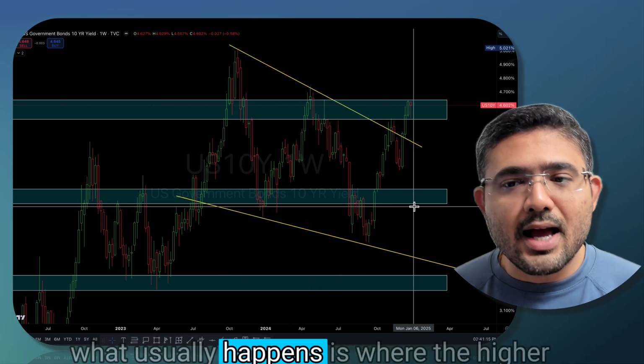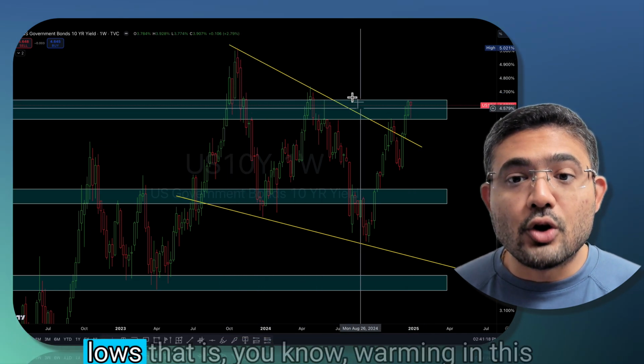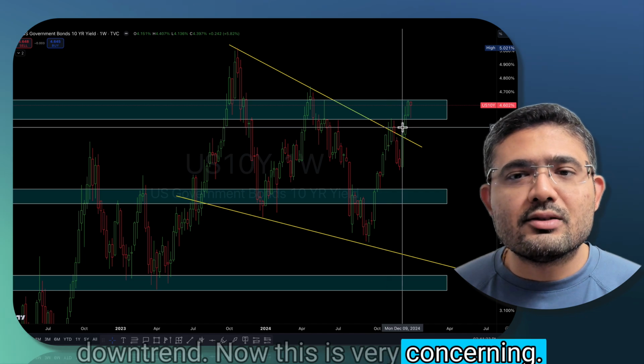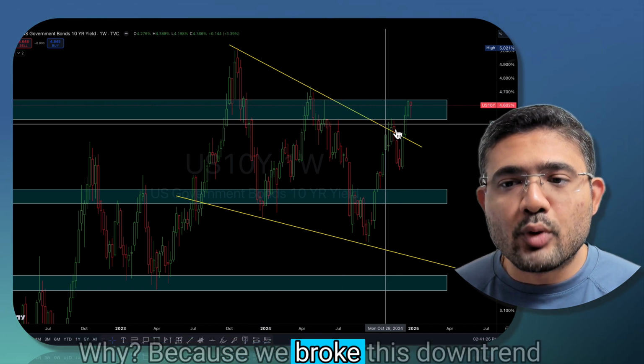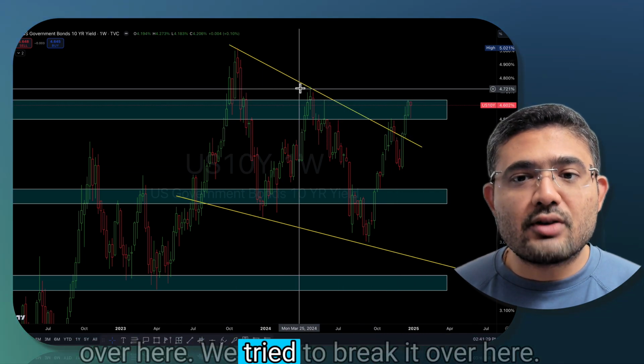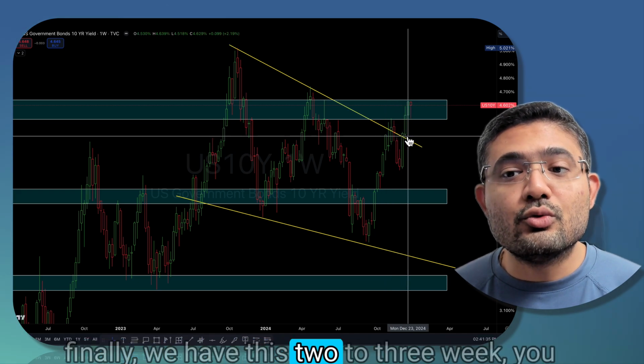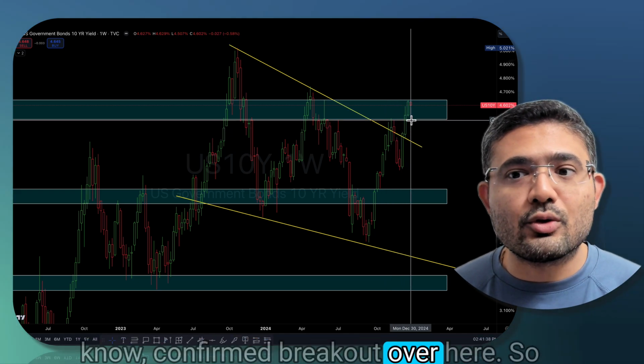But what usually happens is the higher lows forming in this downtrend. Now this is very concerning. Why? Because we tried to break this downtrend over here, we tried to break it over here as well, but finally we have this two to three week confirmed breakout.